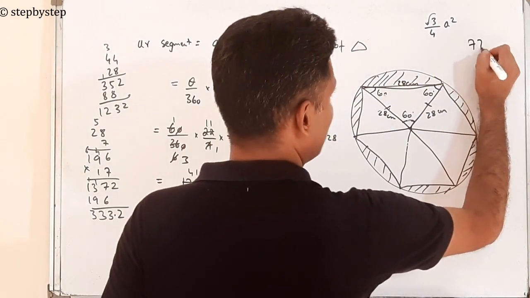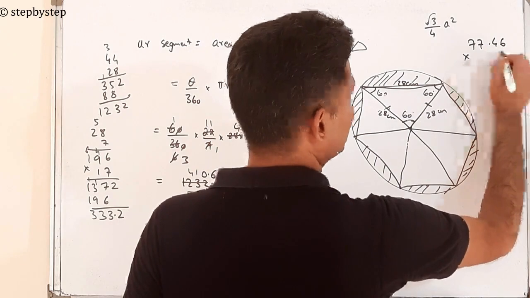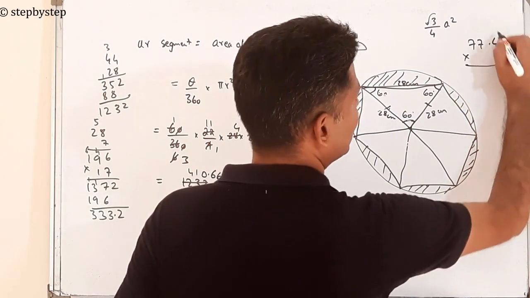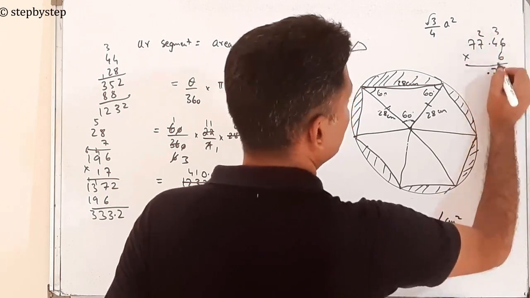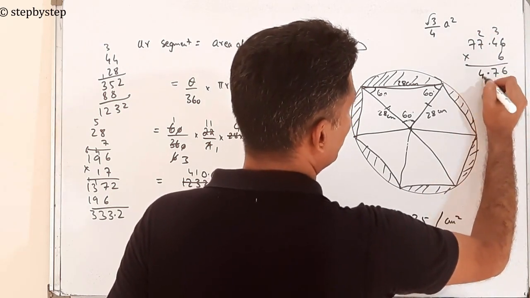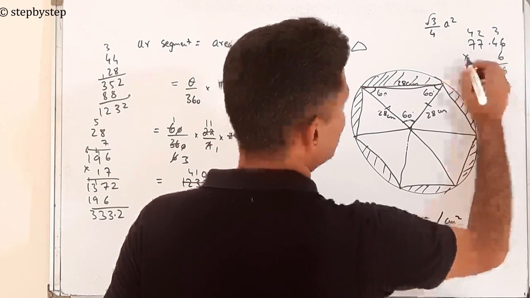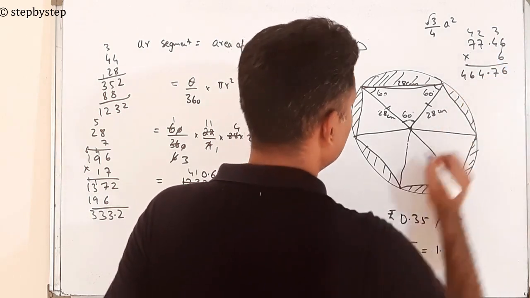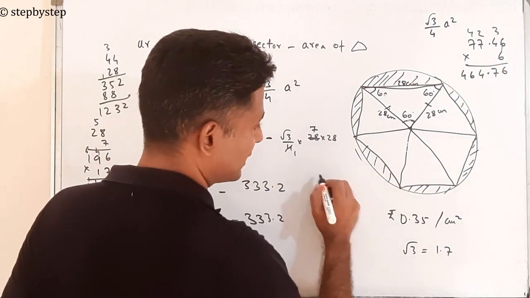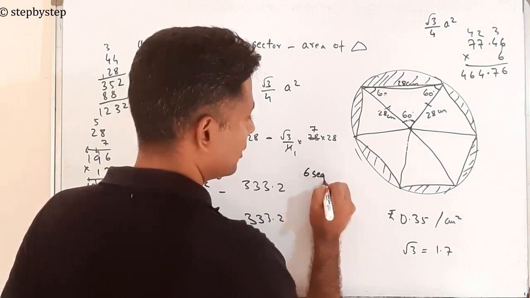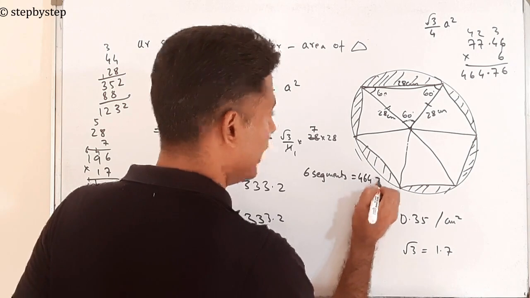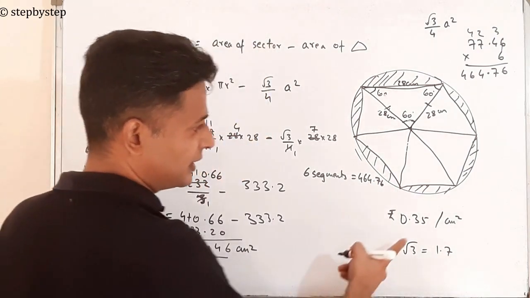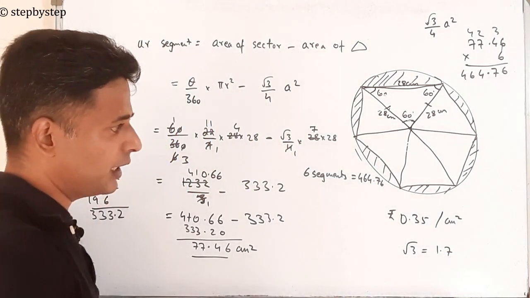So 77.46 into 6, right? 6 6s are 36, 6 4s are 24, 27, 6 7s are 42 plus 2, 44, 7 6s are 42 plus 4, 46. So the total area of 6 segments is 464.76. Now they have said the cost per centimeter square is 0.35.